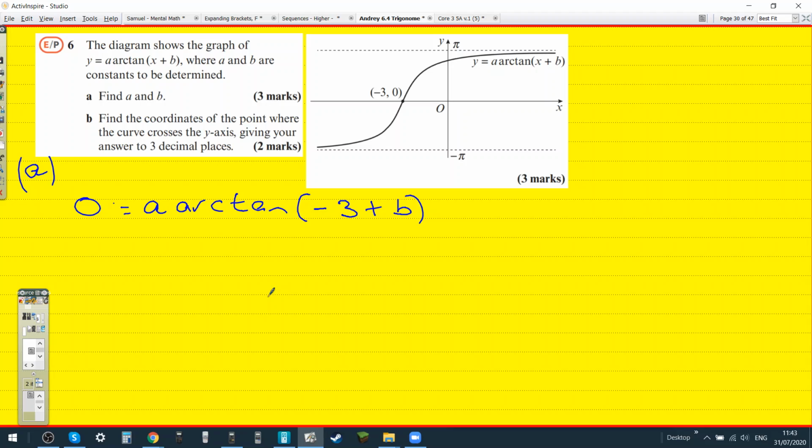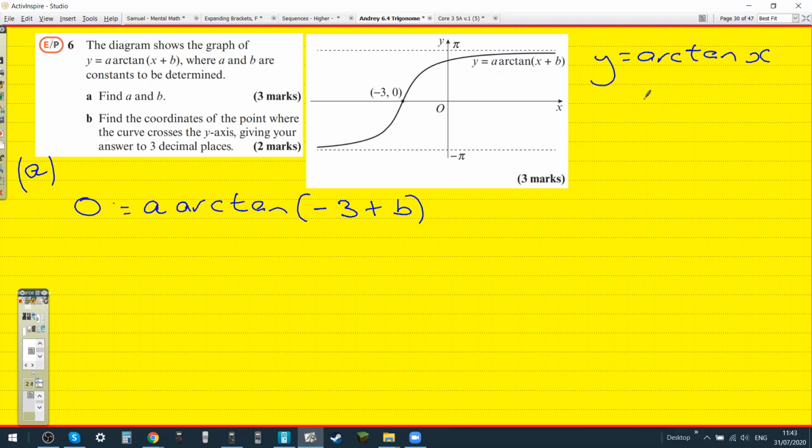Is right. Let's see. It's a transformation. Y equals arctan x. Y equals arctan x. What is its y-intercept? Would that be arctan 0? Yep.